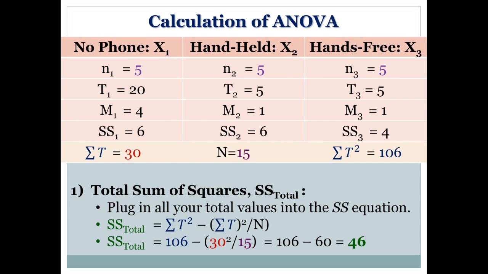Okay, so I'll show you the equation for all of them though. The equation for sum of squares total is the sum of x squared minus the sum of x, squared, divided by N, and in this case, big N, so for us 15, right? So 106 minus 30 squared divided by 15 equals 106 minus 60. So we have our sum of squares total as 46. Again, I did color code it. Hopefully that helps you find out where I'm getting all these numbers.